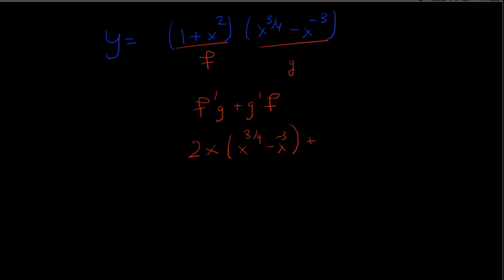The derivative of g, well, the derivative of x to the 3/4, that is 3/4 times x to the negative 1/4. For x to the negative third, I'm going to bring down the negative 3. So it's going to be negative 3. So that's going to be positive 3x to the negative 4th. That's going to be my derivative.